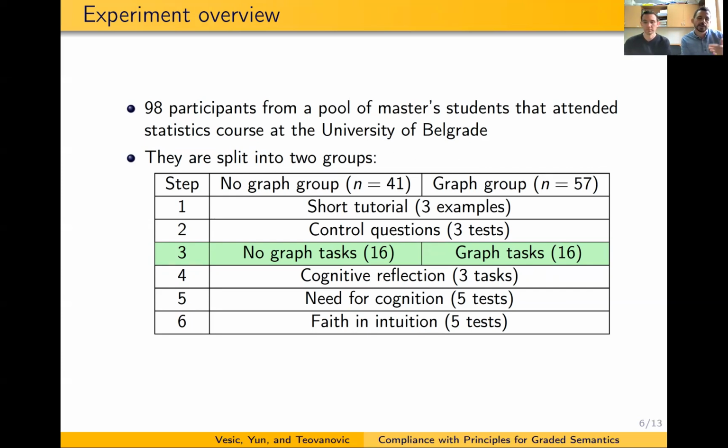And after those 16 tasks, participants were presented with the 3 cognitive reflection tasks, and also with 10 statements to which they expressed their level of agreement. 5 of those were related to need for cognition style, and 5 were related to faith in intuition.